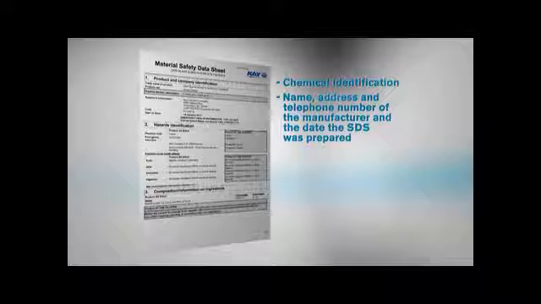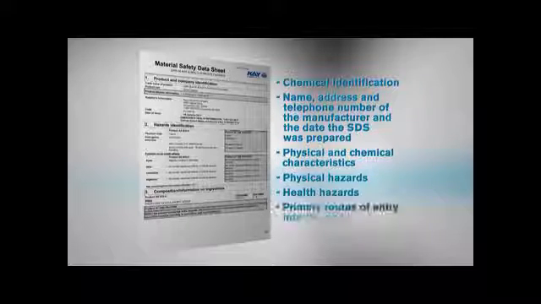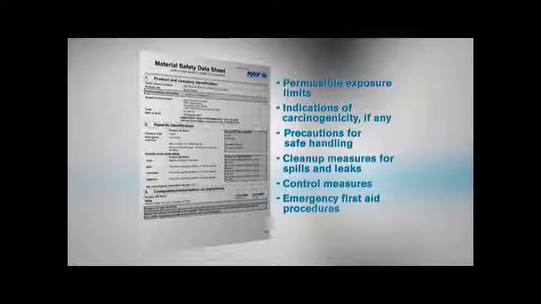Here's a sample SDS. Let's take a look at it and go over the important elements of it. SDSs must provide you certain information. They must list chemical identification, name, address, and telephone number of the manufacturer and the date the SDS was prepared, physical and chemical characteristics, physical hazards, health hazards, primary routes of entry into the body, permissible exposure limits, indications of carcinogenicity, if any, precautions for safe handling, cleanup measures for spills and leaks, control measures, and emergency first aid procedures.